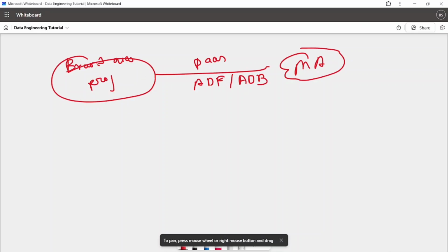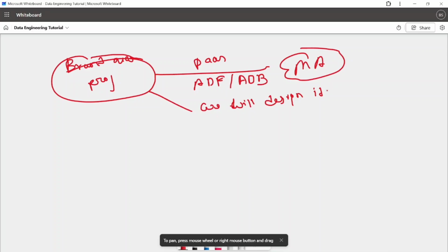For a brand new project we'll design it. We won't redesign because it is a brand new project, we will design it. For an existing project, if you want to move to Microsoft Azure cloud, then only we will redesign it. For a brand new project we'll design it.